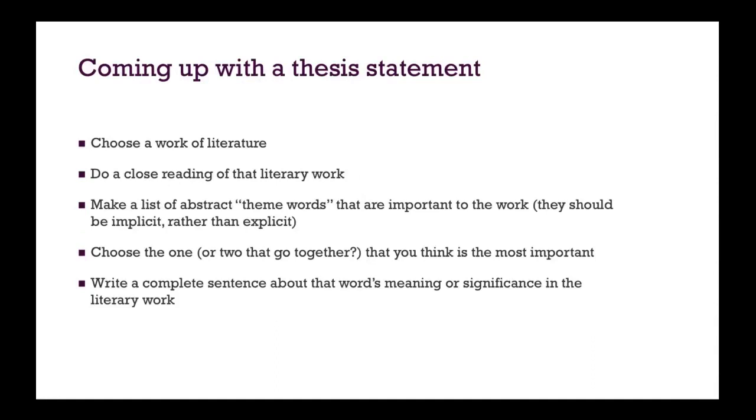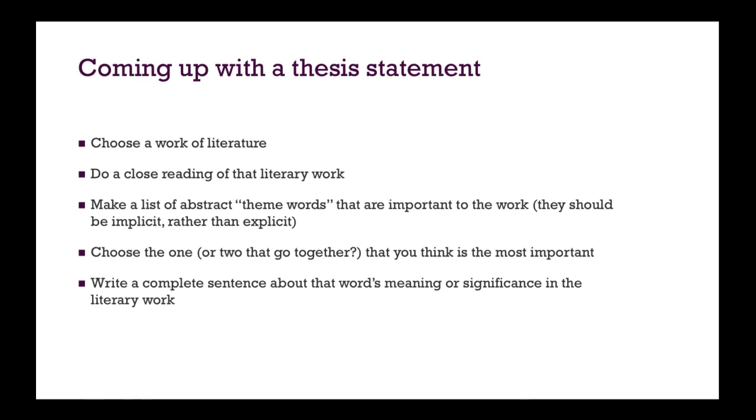So the first thing you need to do after you come up with a work of literature that you want to write about from chapters 1 through 3 is to do a close reading of that literary work. Think like a new critic. So go through it closely, think about what literary devices you can identify, think about what the big meaning is that you take away from it.